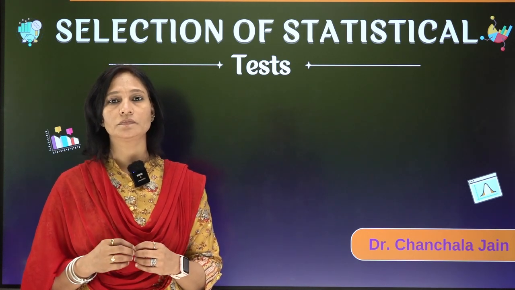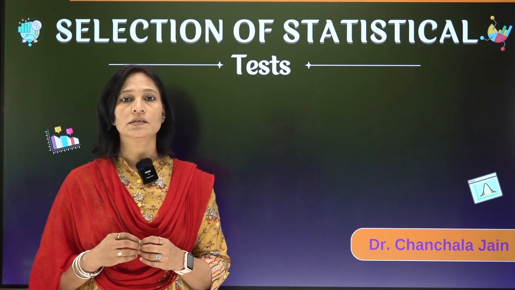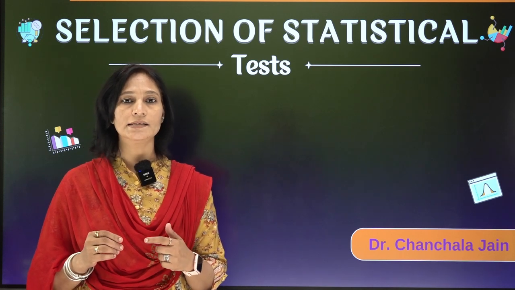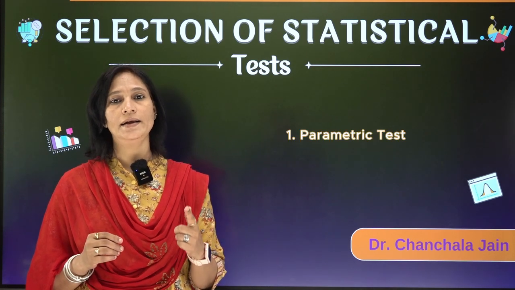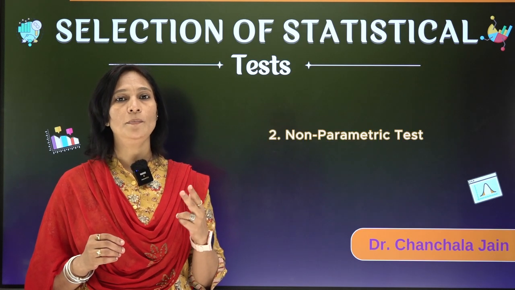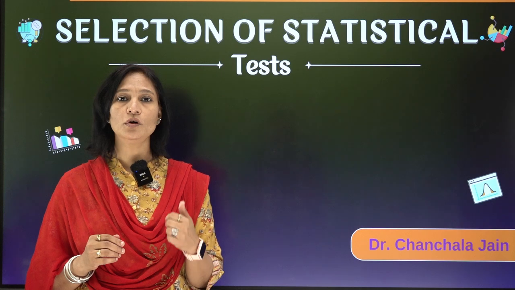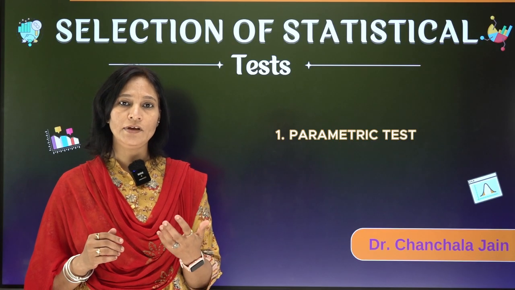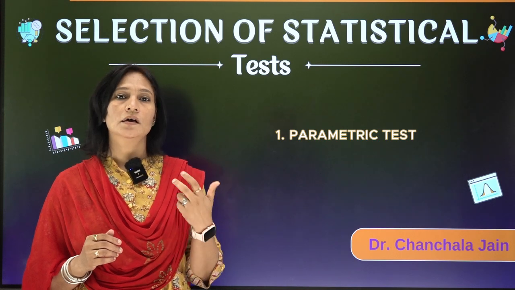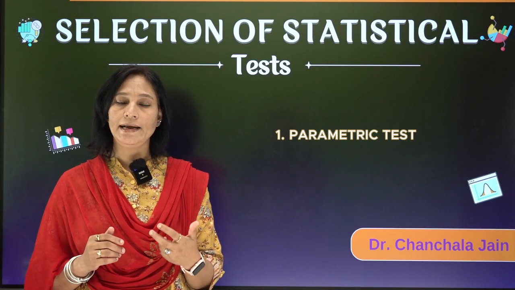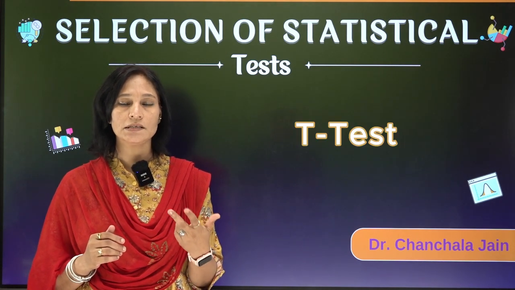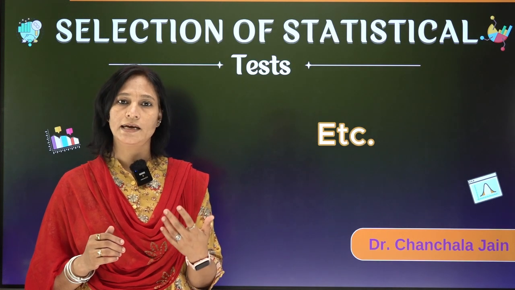for the hypothesis. Usually in statistics, we can divide all the statistical tests into 2 categories. The first one is the parametric test category, and the second is the non-parametric test category. In the parametric category, usually when our data is following the normal distribution, we apply the parametric test. In this category, we can keep t-test, z-test, ANOVA, etc.